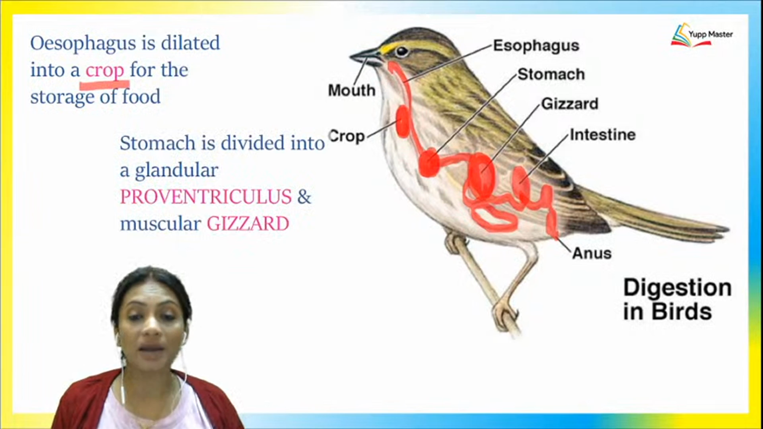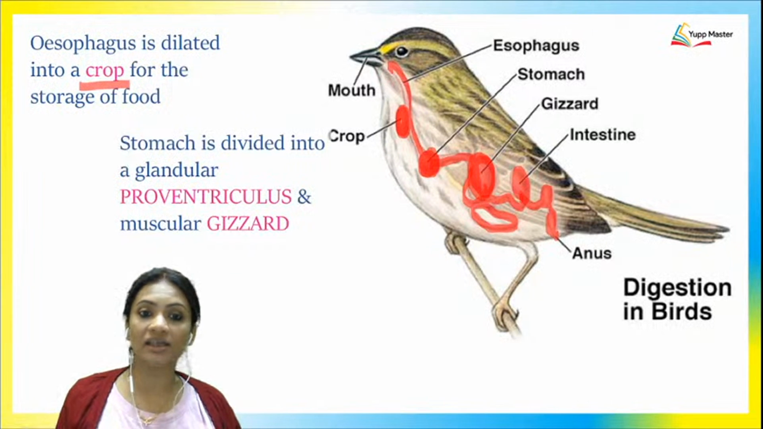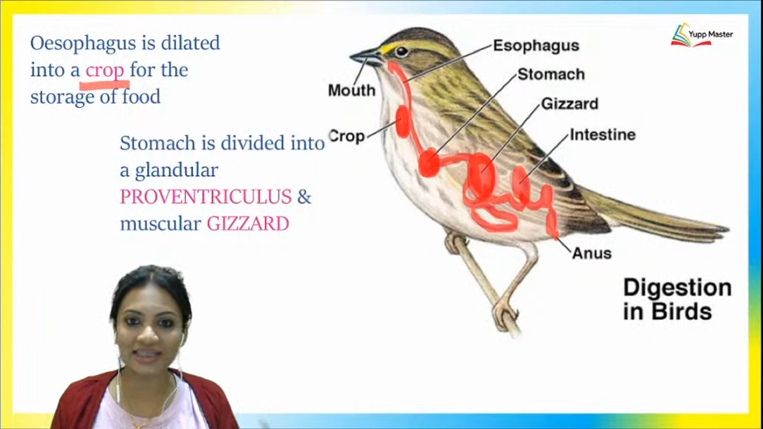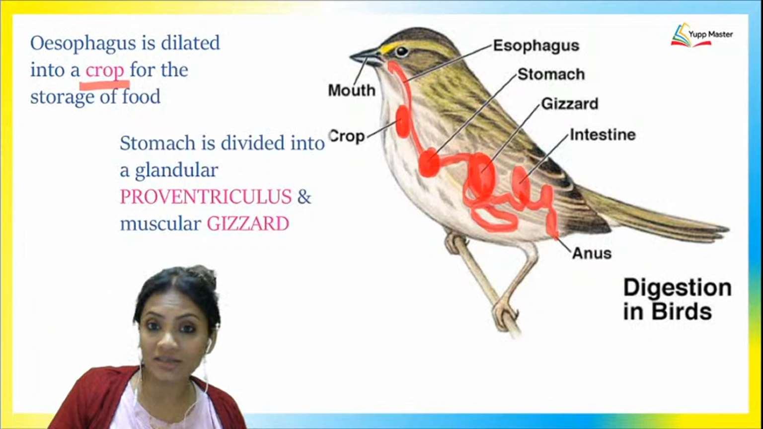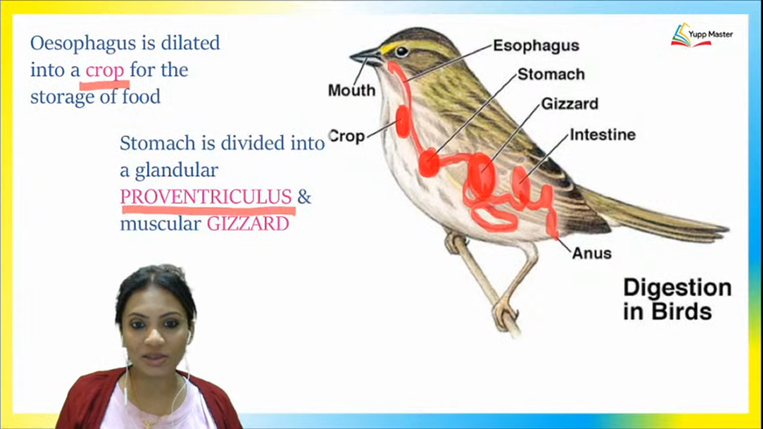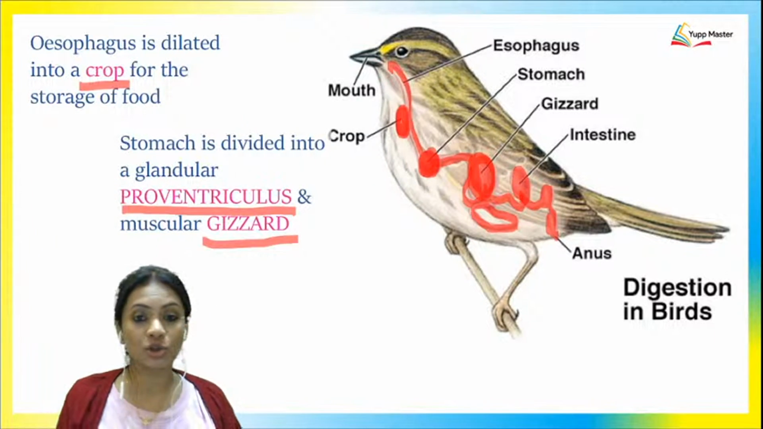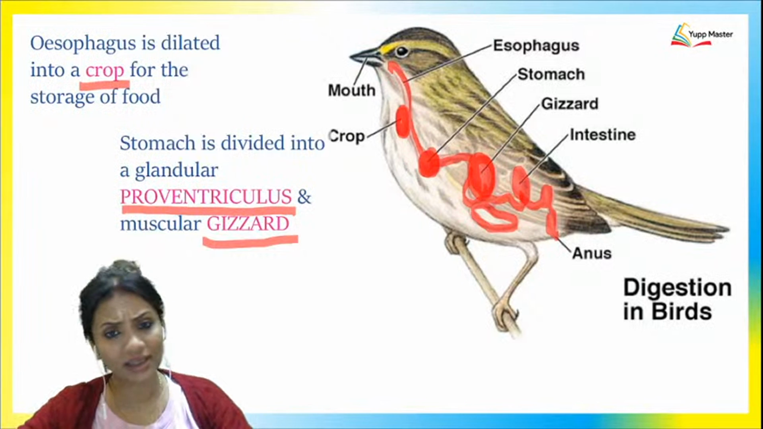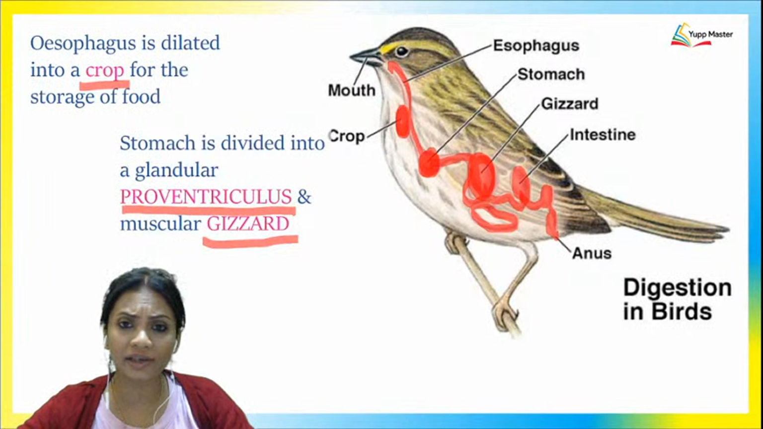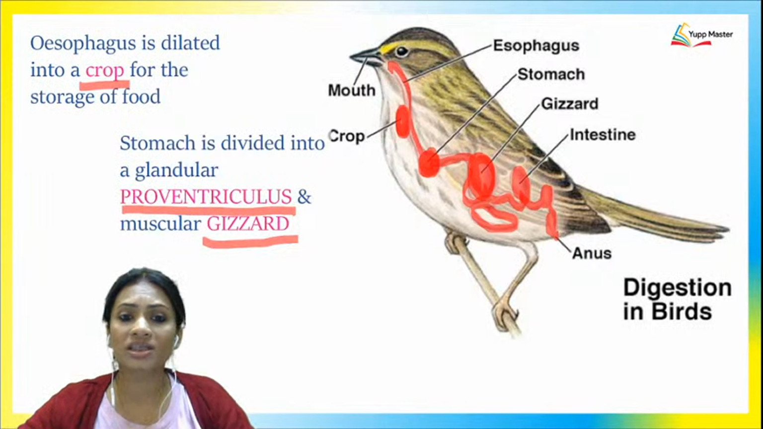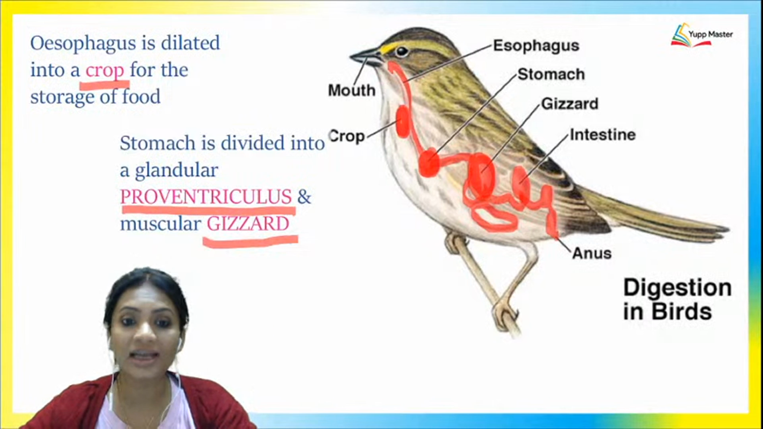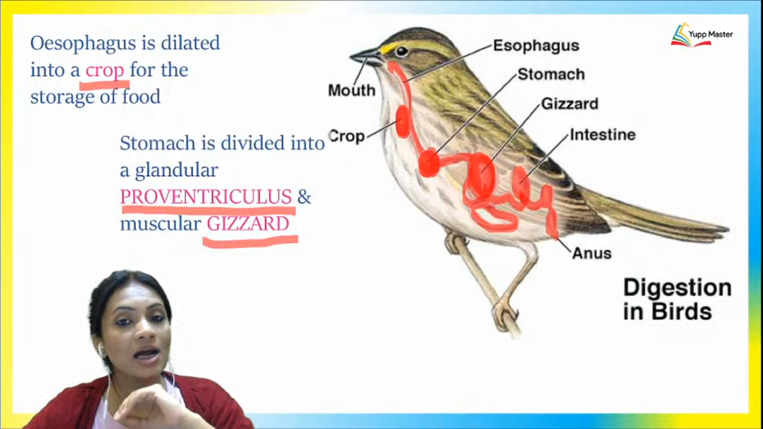Then, the stomach region is divided into a glandular region. Why glandular? So that it can secrete enzymes. So the stomach is divided into a glandular proventriculus and also a muscular gizzard. The gizzard is also going to allow churning and for the digestion to take place. So the stomach is divided into two parts. The first part is called the proventriculus and the second part is called the gizzard.